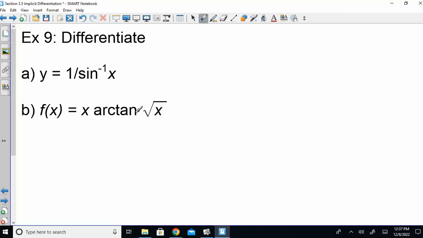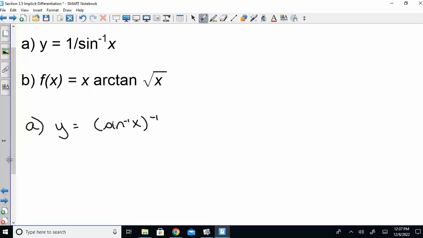So I want to find a couple derivatives. A, 1 over sine inverse of x, excuse me. You could think of this as sine inverse of x to the negative 1 power, but those negative 1s don't cancel. Remember that negative 1 on the sine is saying it's an inverse.